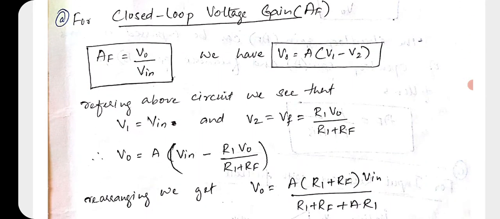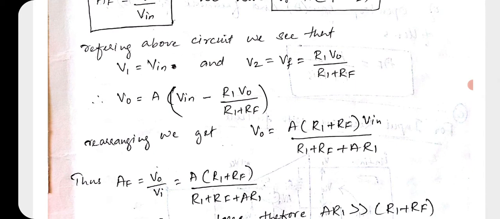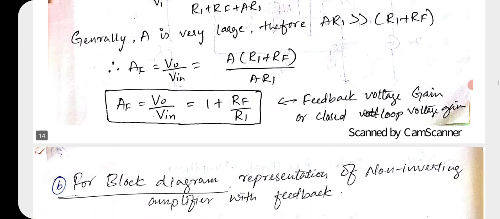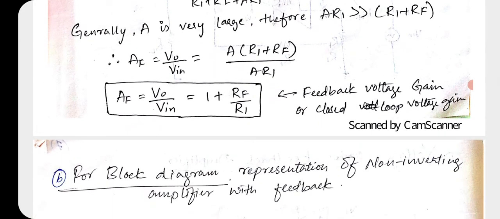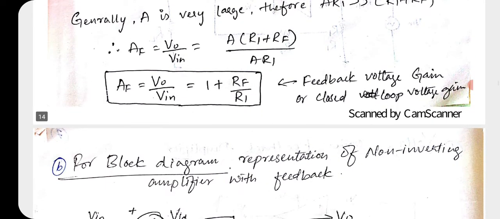Anyway, this derivation is not there for you, but still I am telling you. I want you to write the final equations like this. AF you will obtain as 1 plus RF by R1. You can easily obtain this equation with some simple mathematical steps. Okay. So this AF equal to 1 plus RF by R1 is called the feedback voltage gain, or also called the closed loop voltage gain.